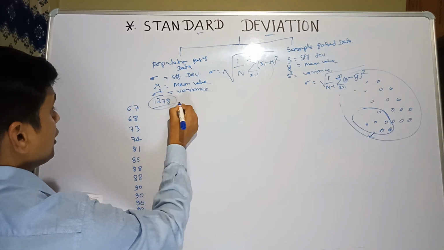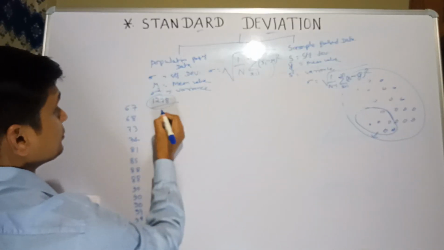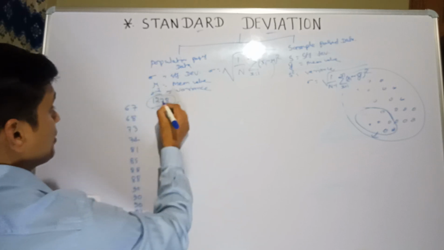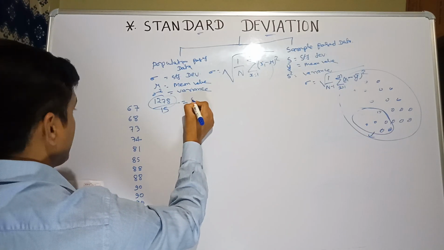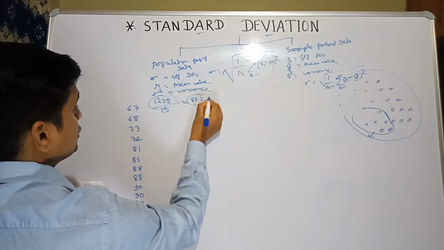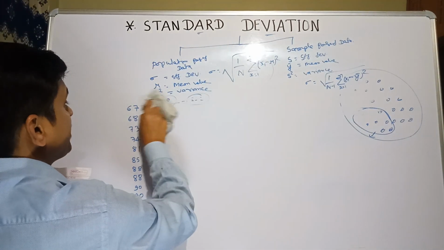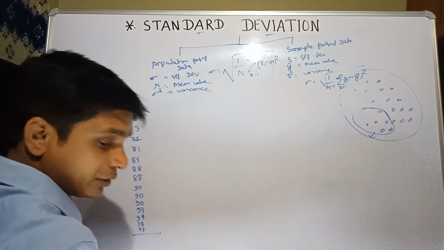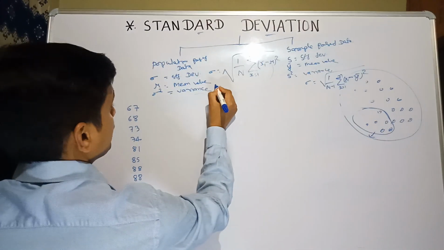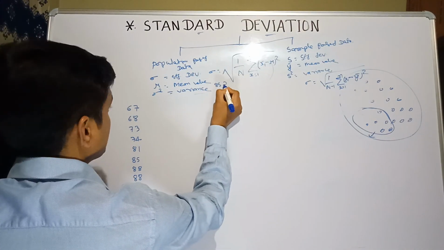So first of all, you divide by the total participants, which is 15. After dividing by 15, you got 85.2. This is your mean value. So first of all, you note down the mean value. 85.2 is your mean value.